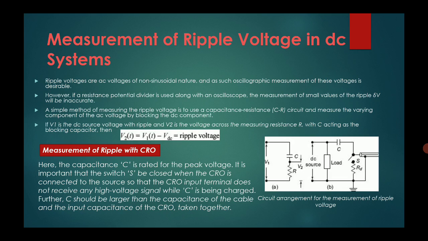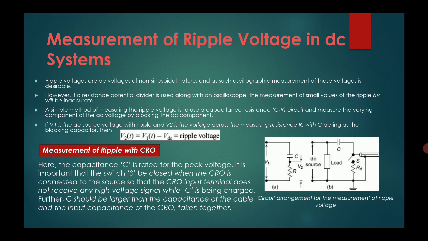If V1 is the DC source voltage with the ripple and V2 is the voltage across the measuring resistance R, with C acting as the blocking capacitor, then V2 is nothing but V1 minus VDC, that is the ripple voltage. On the right hand side we are seeing the circuit arrangement for the measurement of a ripple voltage. Now we can measure the ripple voltage with a CRO.